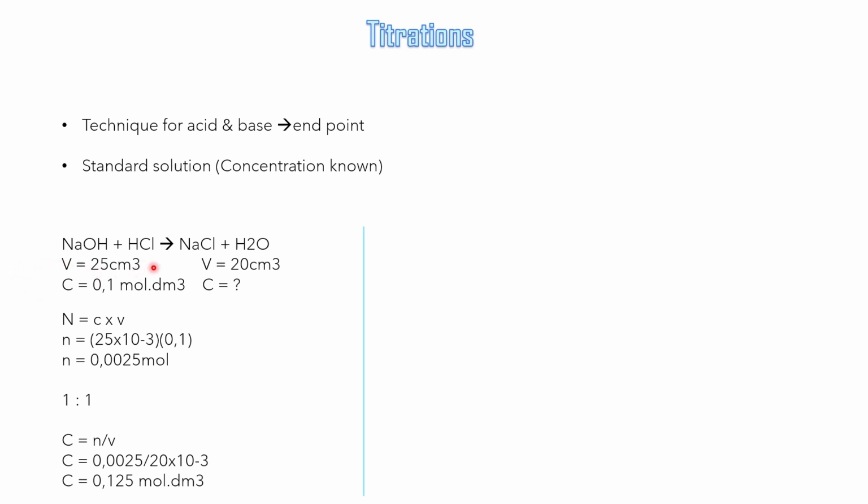NaOH and HCl have a ratio of 1:1 because the number in front here is an invisible 1. Thus, you can use the same number of moles to work out the concentration. So you have your volume, you have your number of moles, and now you solve for concentration, which is 0,125.